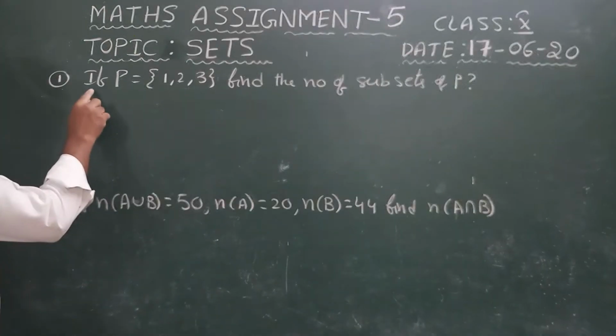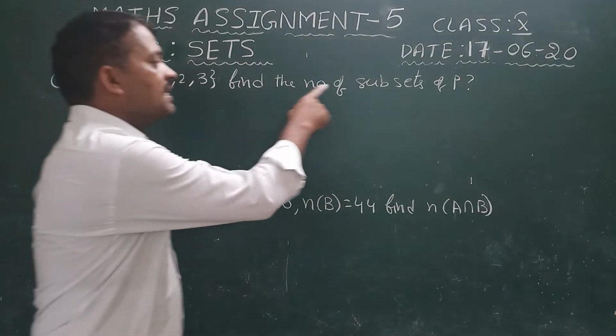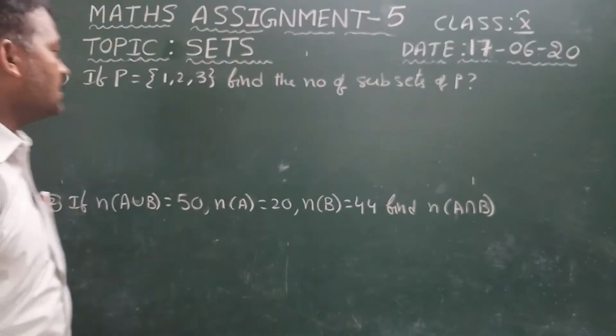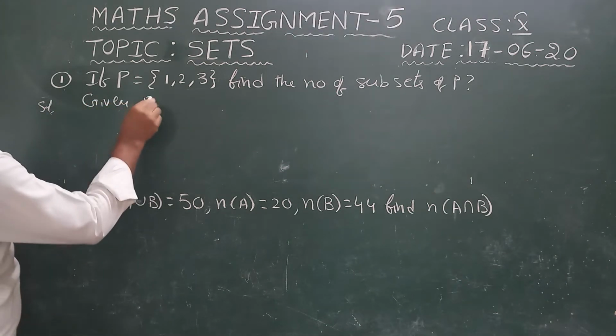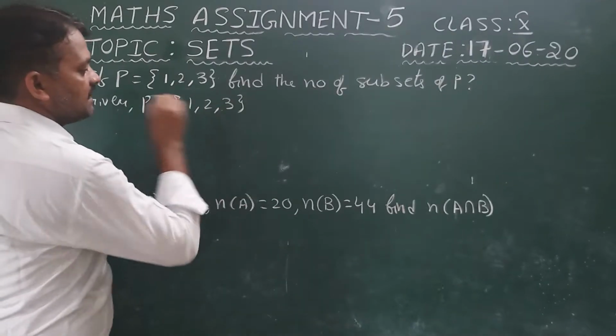The first question is: if P is equal to the set {1, 2, 3}, find the number of subsets of P. Now the solution. What is the given set? P is equal to the set {1, 2, 3}.